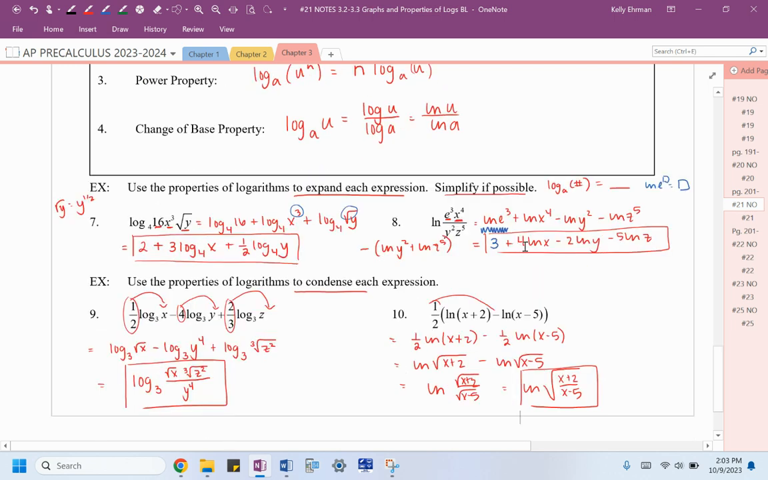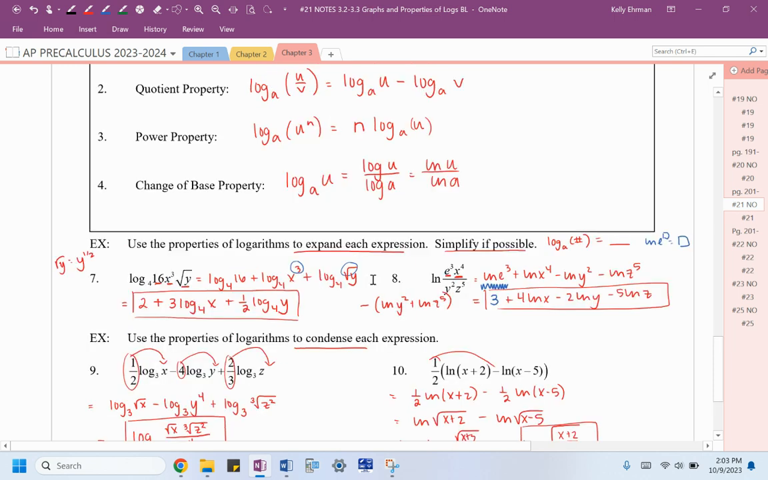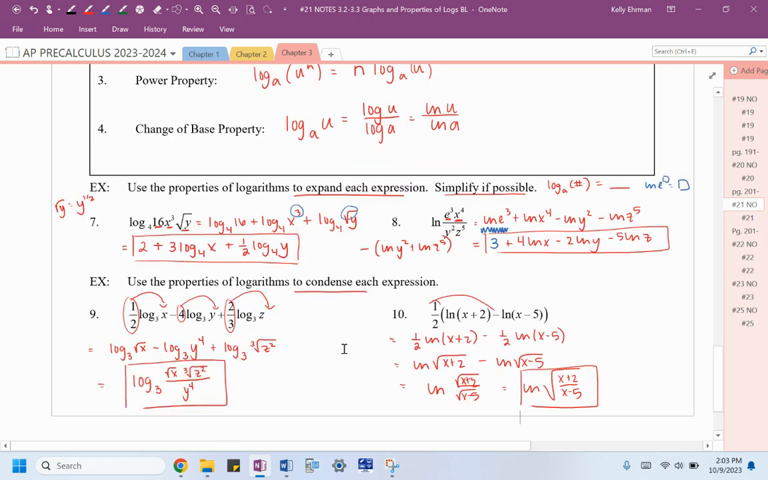All right, so today we're just practicing using these properties, and the points of these properties, we will then use them to help us in the next section where we start solving these equations. That's it for today.